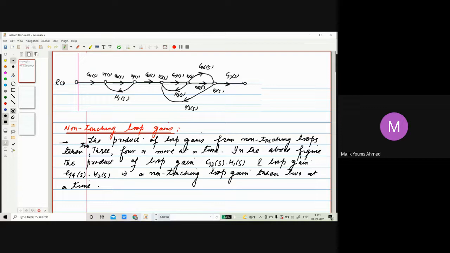So these are two non-touching loops. The loops are not touching each other. There are no nodes in common in this case. So their loop gains, this and this loop gain, is a non-touching loops which are taken two at a time.